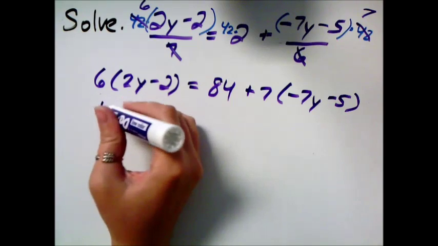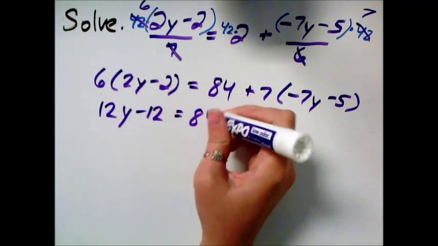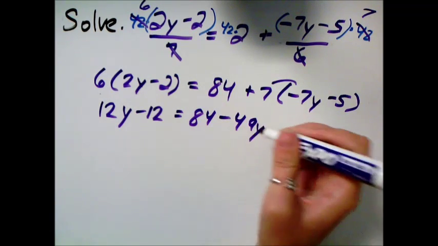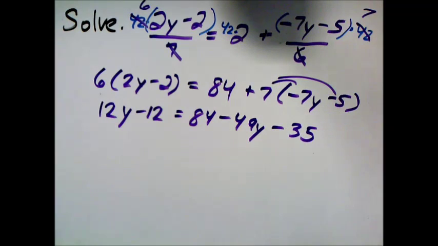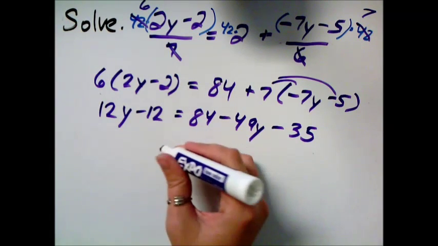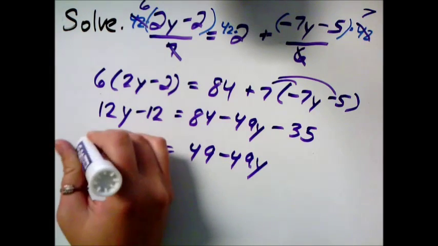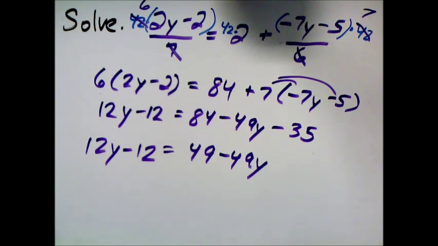So now I can distribute. 12y minus 12 equals 84, and 7 times -7, so -49y, and then 7 times -5, -35. And then get some of my like terms together. So 84 minus 35 over here gives me 49. And 12y minus 12. And now I can start doing steps to both sides of the equation.